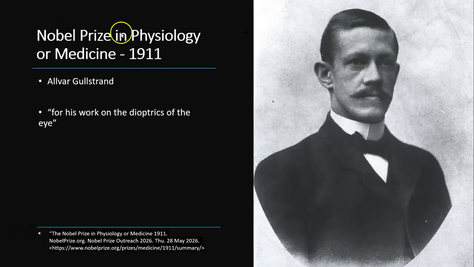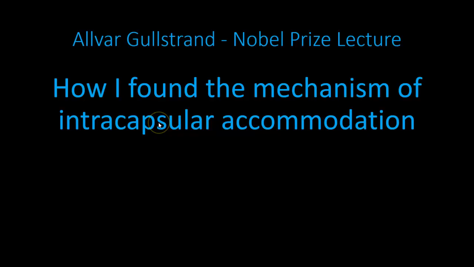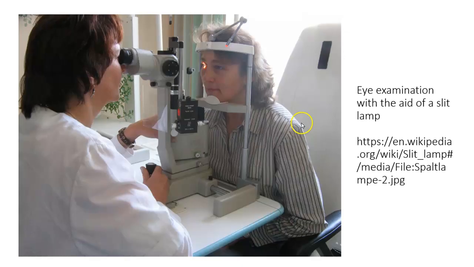Hello, in this film we're going to look at the Nobel Prize in Physiology or Medicine from 1911, awarded to Allvar Gullstrand for his work on the dioptrics of the eye. This is a lecture summarized by me, "How I Found the Mechanism of Intracapsular Accommodation."